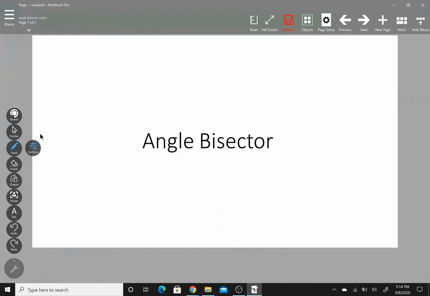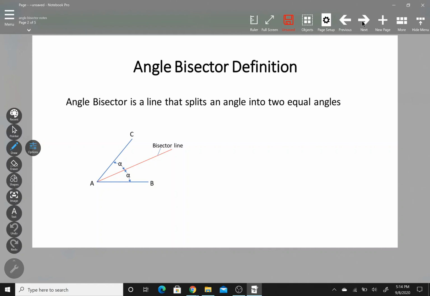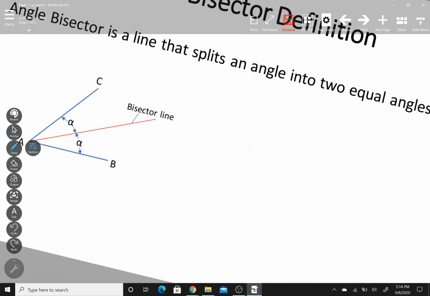Hey there guys, we're going to learn today about angle bisectors. So first thing we will start off with is the definition of an angle bisector. An angle bisector is a line or a ray that splits an angle into two equal angles.